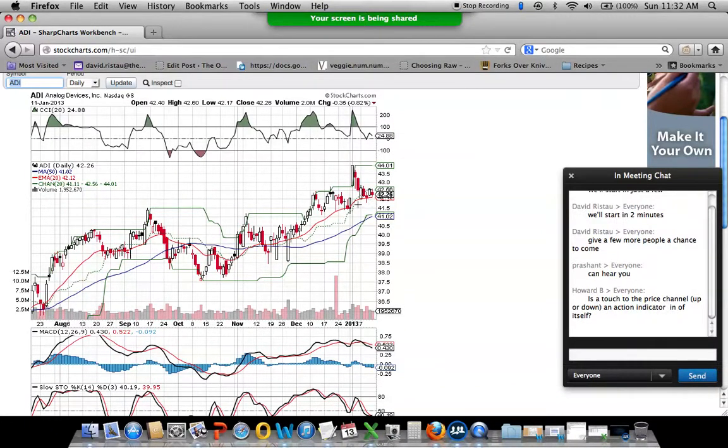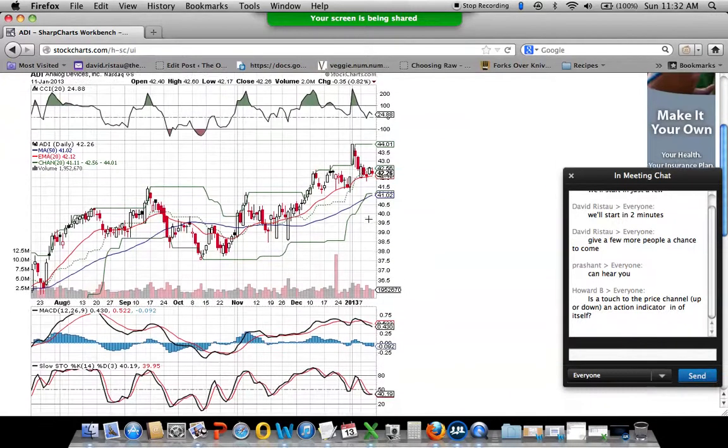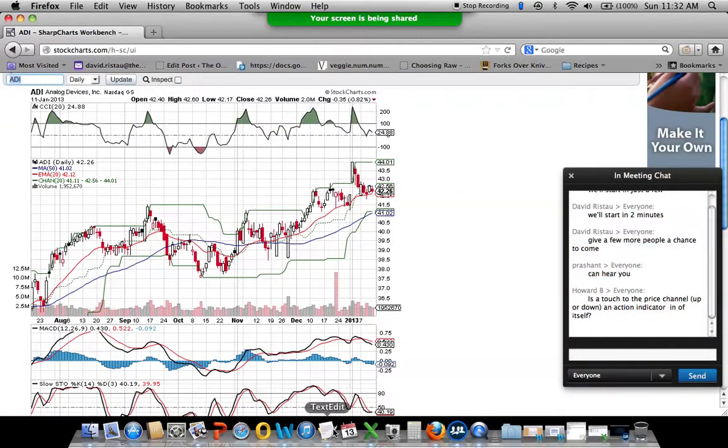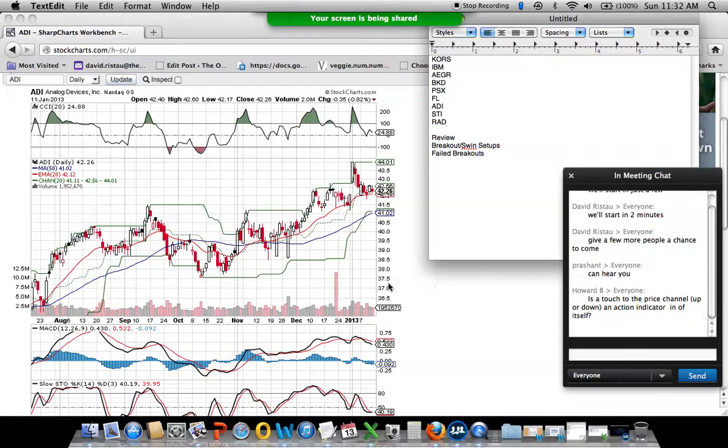And I think if it can break below the 20-day moving average, which you can see has been fairly nice support since the beginning of December, you're looking for a nice swing, and I would say it will move down to test around 41. So that's ADI, a good swing short setup that I found. STI, let's look at this one.